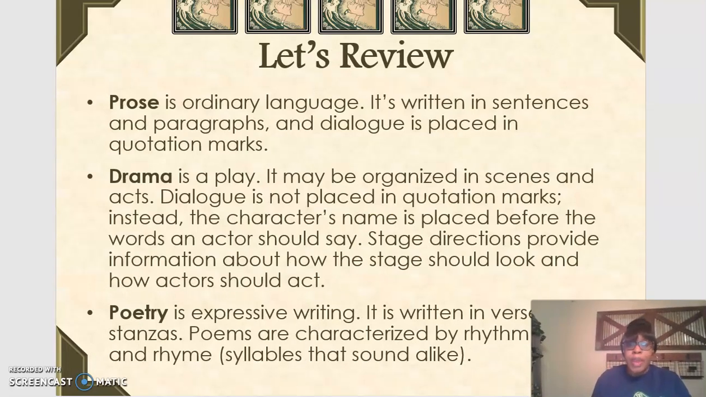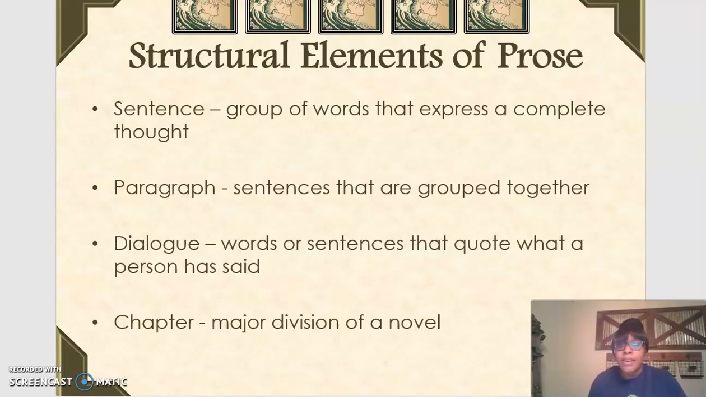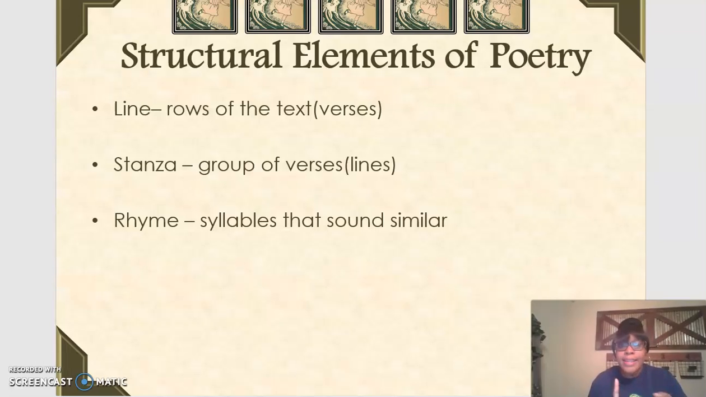So let's review. Prose is your ordinary language. It's written in sentences, paragraphs, and dialogue. Drama is a play. It's organized in scenes. Dialogue is not placed in quotation marks because the characters are already there for you, and everything is already spoken words. And poetry is expressive writing. Poems are written in lines, stanzas, and they have rhyming words.